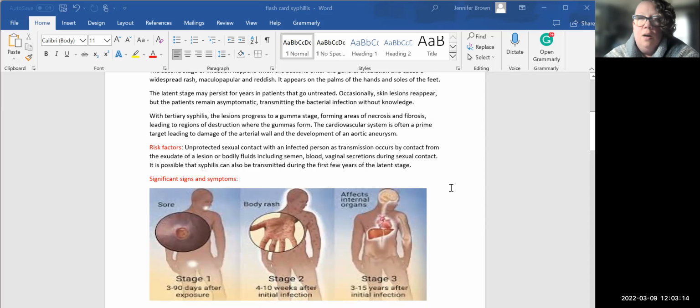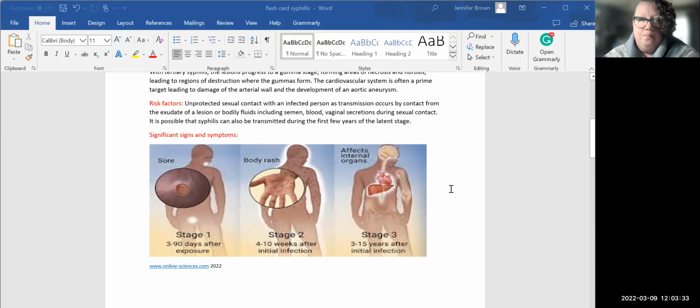Risk factors are unprotected sexual contact with an infected person, because the transmission occurs by contact from the exudate of the lesion or bodily fluids, including semen, blood, and vaginal secretions that happen during sexual contact. And it's possible that syphilis can also be transmitted during the first years of the latent phase.